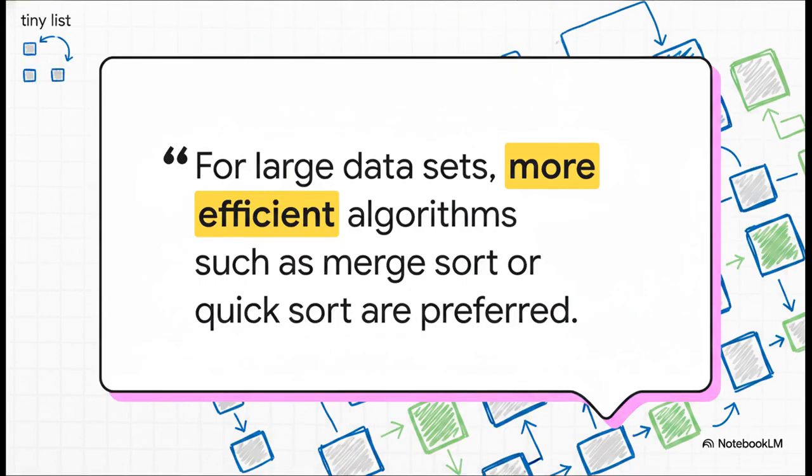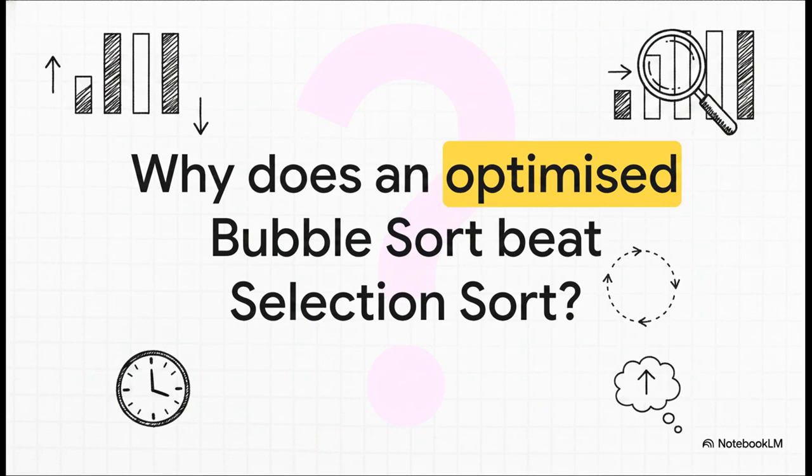At the end of the day, the judgment comes down to scale. As our source material points out, for tiny lists and teaching situations, either algorithm is perfectly fine. But for real-world, large data sets, both are completely unacceptable. You'd absolutely want something far more efficient, like a merge sort or a quick sort, to handle that kind of load. Before we wrap up this explainer, I've got a bit of a puzzle for you to chew on.